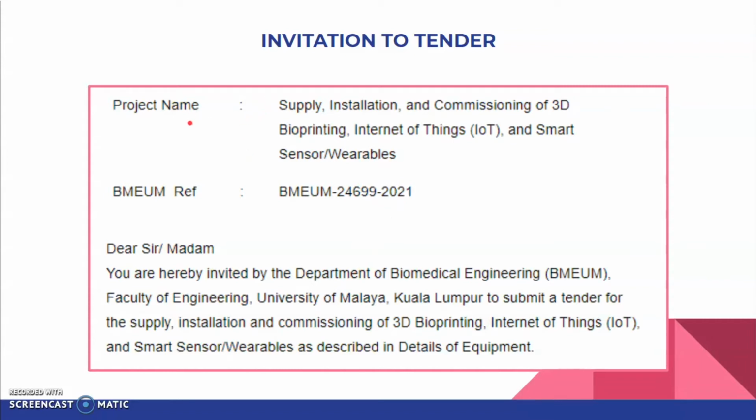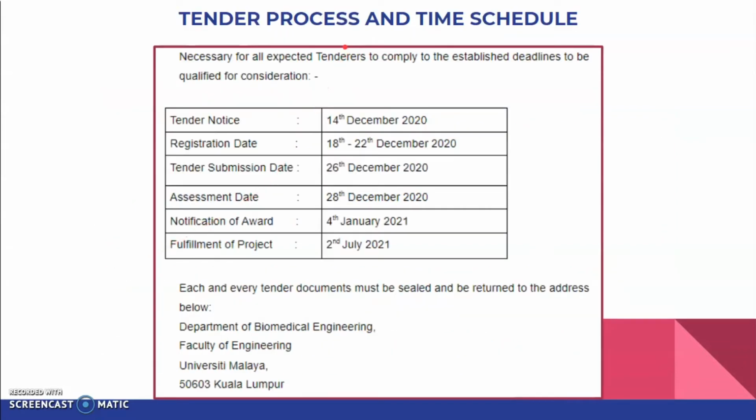The project name is the tender title, and like I said just now, the BMEUM reference is the tender reference number. This little paragraph here contains the words that invite the bidder to request for this tender. Next is the tender process and time schedule.